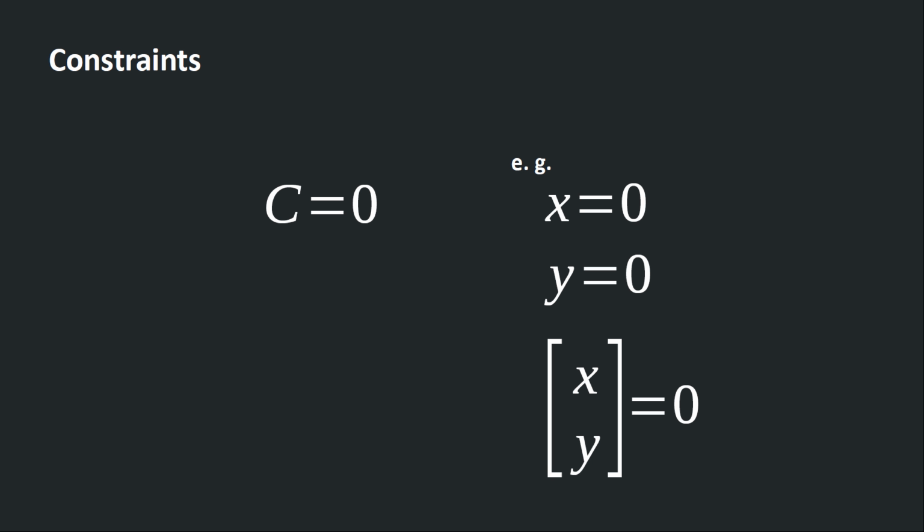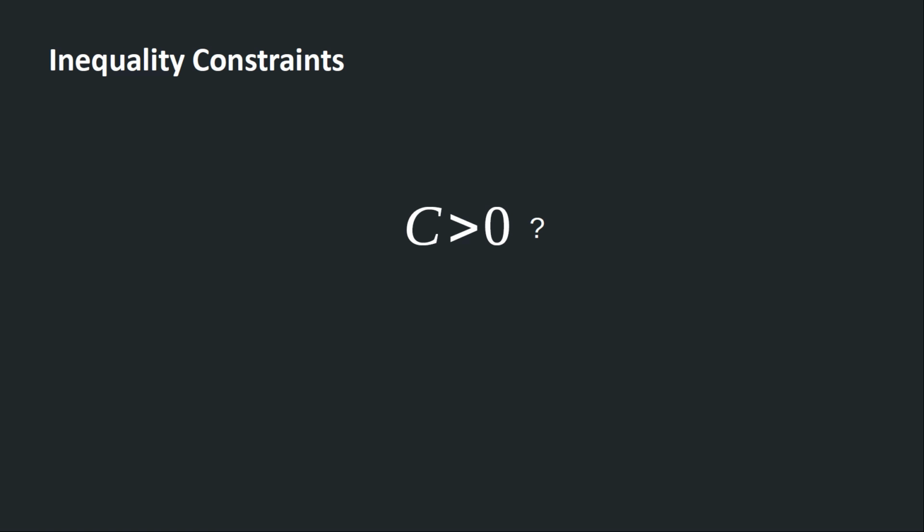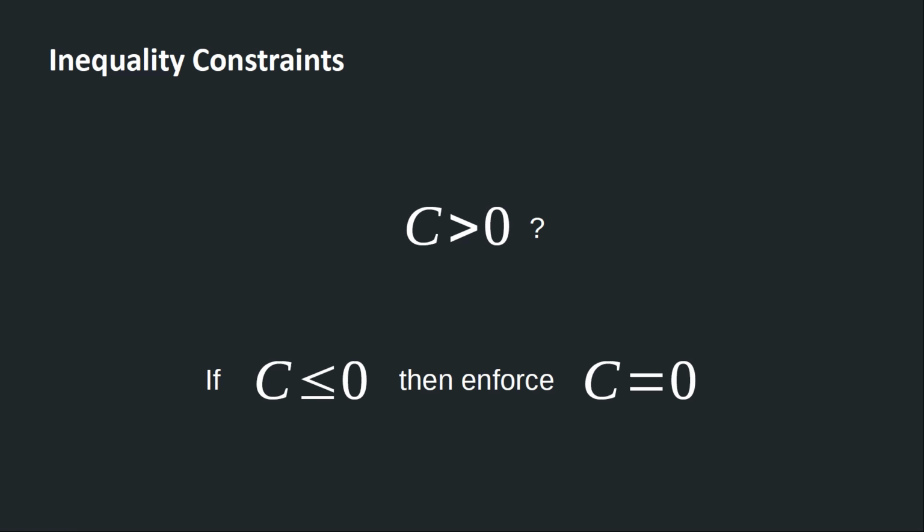Enforcing this constraint in code is very simple. You just keep setting x and y to 0 every frame. Sometimes we have an inequality constraint, like c larger than 0. To enforce this constraint, we detect the opposite condition, which is when this constraint is violated, c less than or equal to 0. Then we enforce the equality constraint, c equals 0.